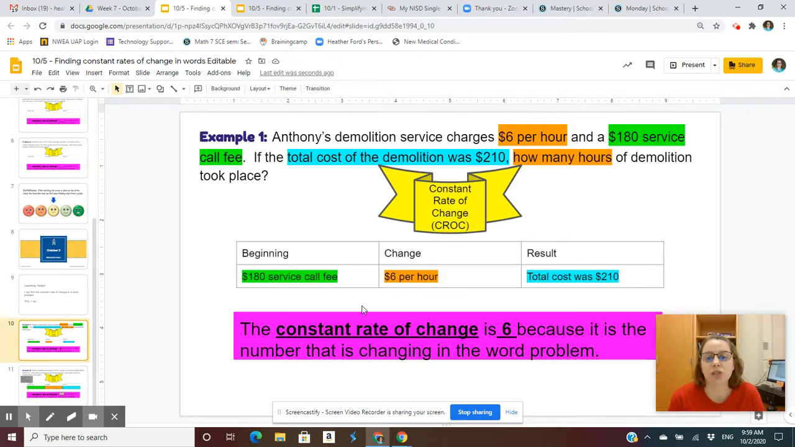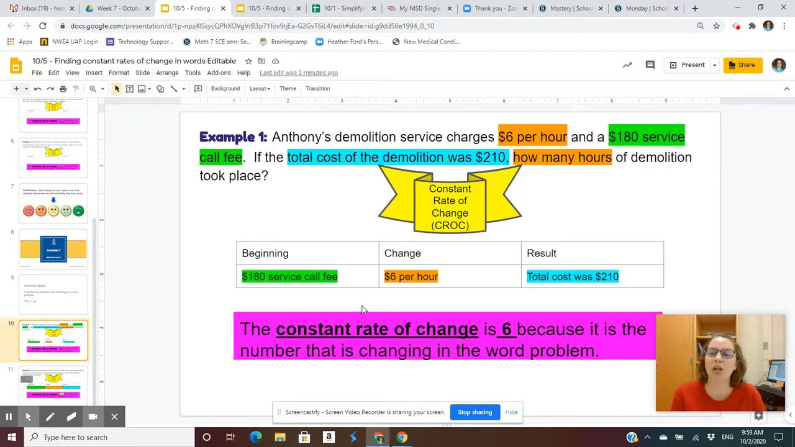Anthony's demolition service charges $6 per hour and a $180 service call fee. If the total cost of the demolition was $210, how many hours of demolition took place? Now, you will notice that I highlighted $6 per hour. Okay, that right there is telling me that it's going to change every single hour, the amount that he has to pay. In fact, it's going to increase by $6 for every hour.